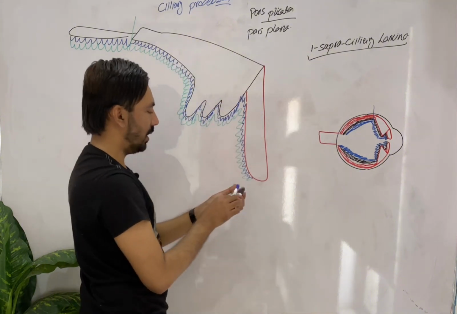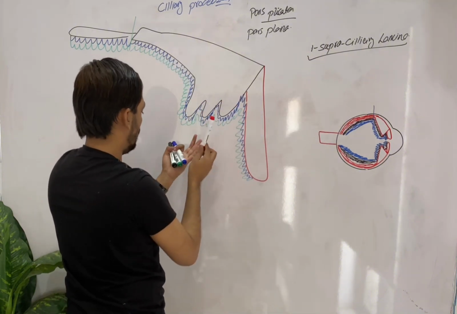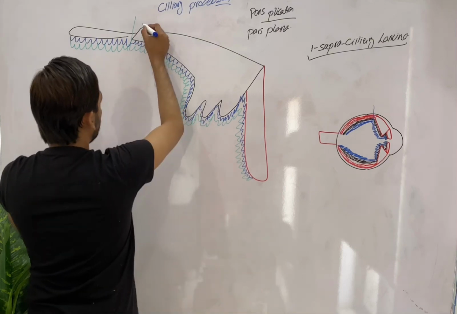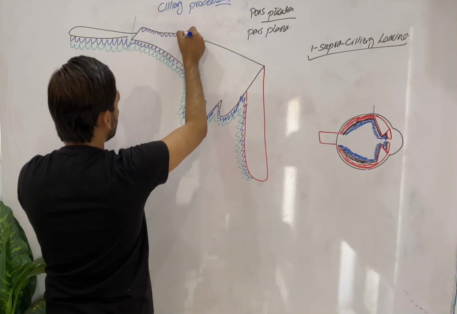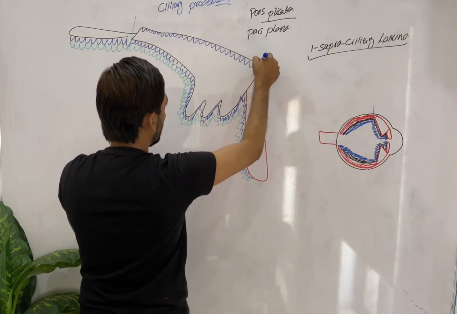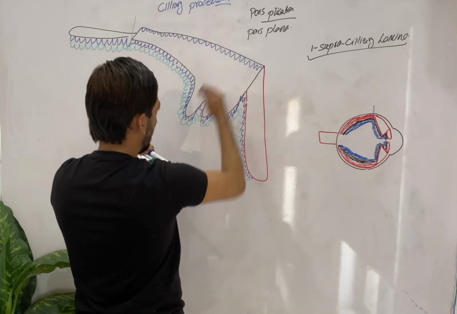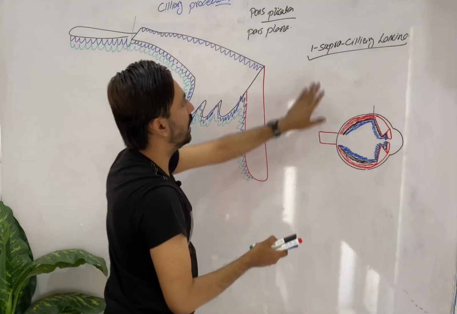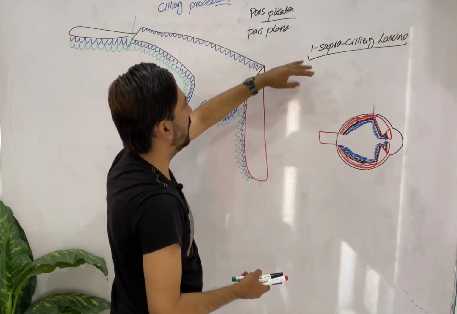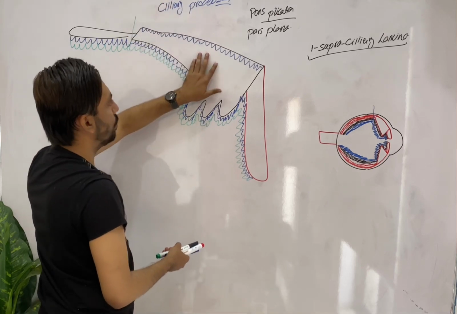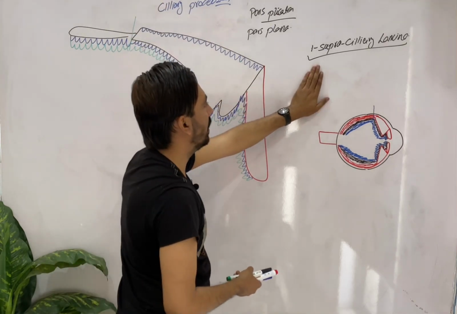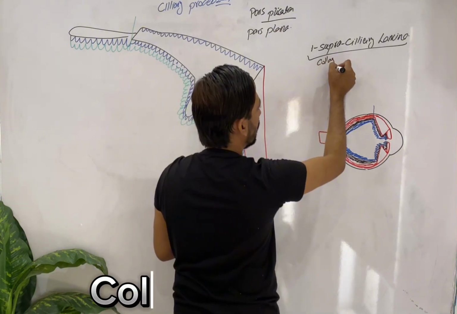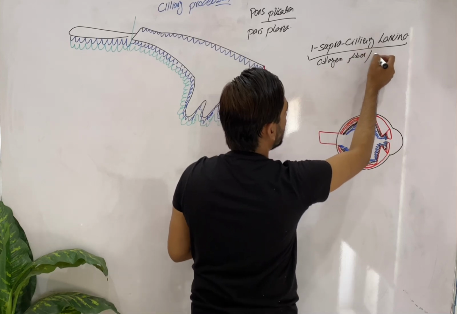Remember that the supraciliary lamina, I will choose this blue marker. This layer in the blue marker beneath the sclera, the first layer of the ciliary body, is called the supraciliary lamina. Supra means superior, ciliary means ciliary body. So the first portion of the ciliary body is called the supraciliary lamina. Remember that the supraciliary lamina has collagen fibers and pigments.